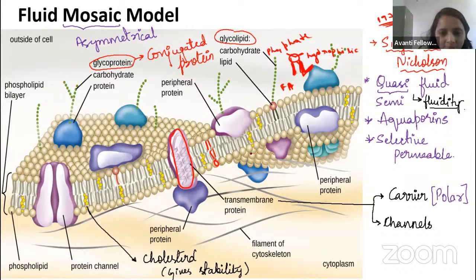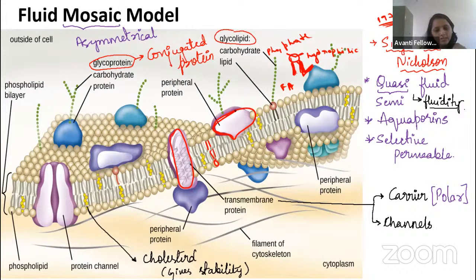Then there are other proteins that we will call peripheral protein. If these are not embedded in the plasma membrane, they may attach to the extracellular surface or to the cytoplasmic surface. But these are not embedded in the plasma membrane, so that's why we call it peripheral protein. They are in the periphery. Okay, guys, now we learned about the phospholipid and the protein, right?